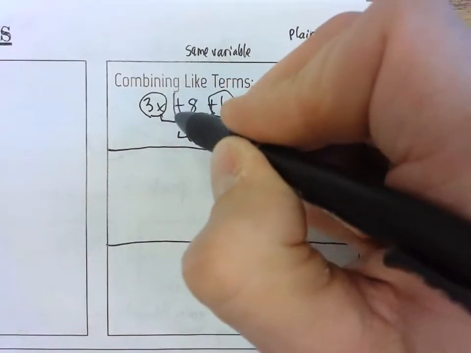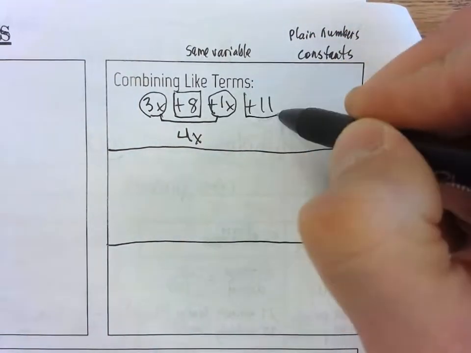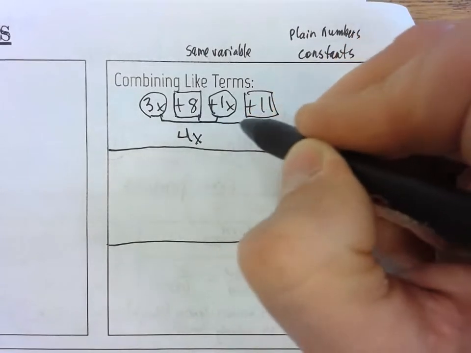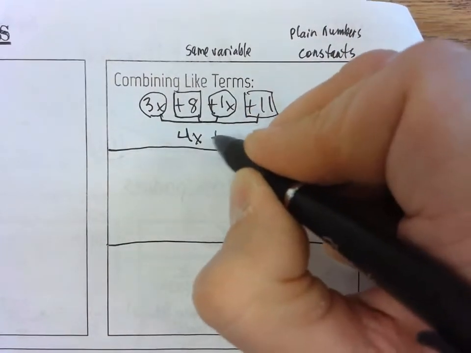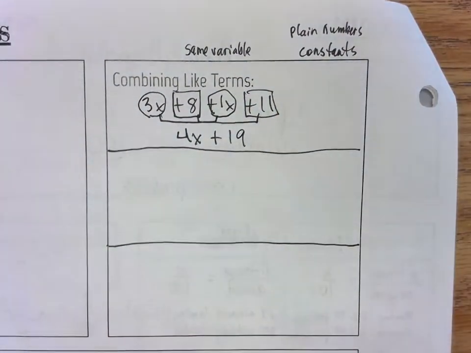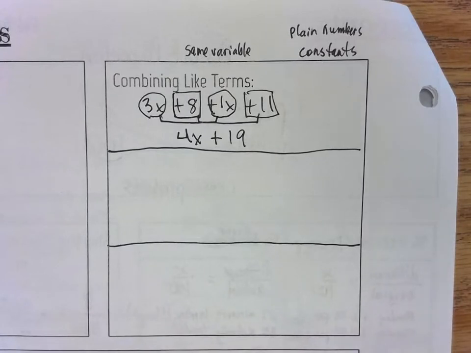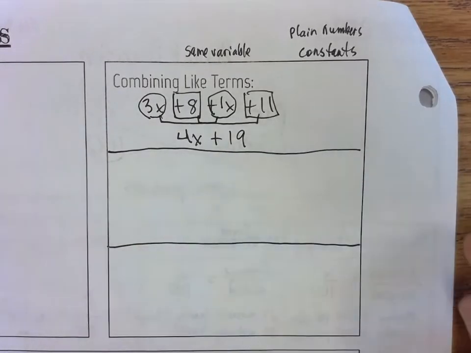Then I'm going to take my constants, which are 8 and 11. I'm going to put a little box around them. And 8 plus 11 is 19. So if we were going to simplify that and combine our like terms and constants, that would give us a simplified expression of 4x plus 19. This is an expression because it does not have an equal sign on it. We're not setting equal to anything, so these are just called expressions.